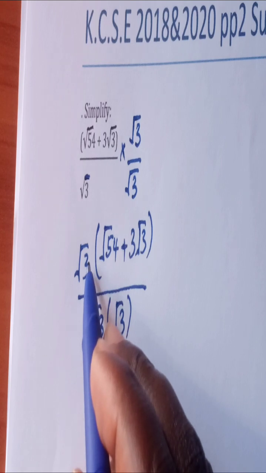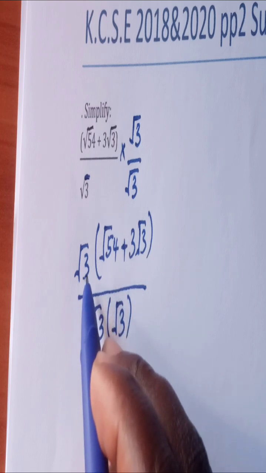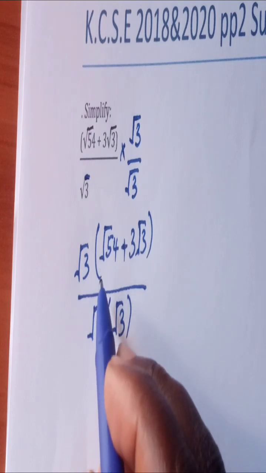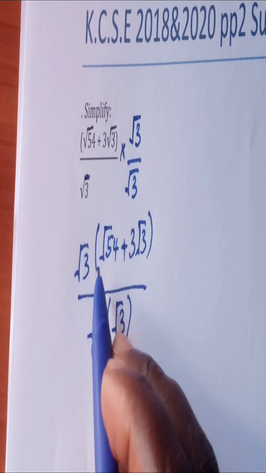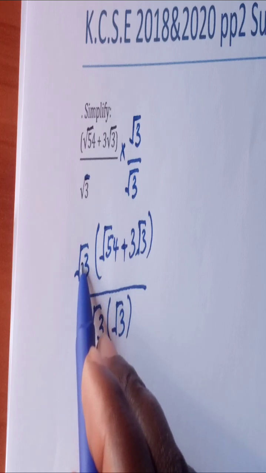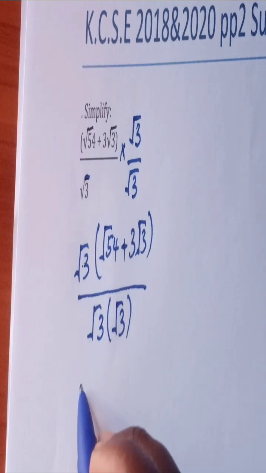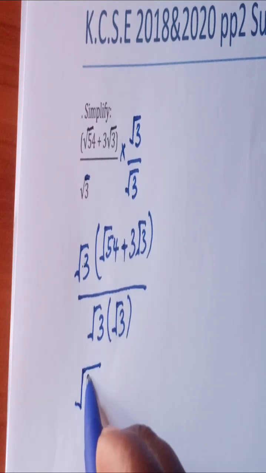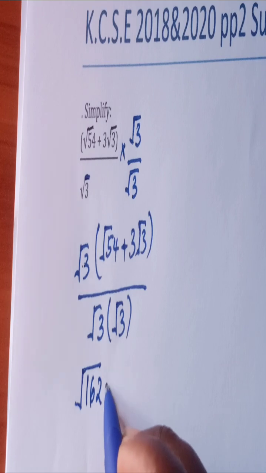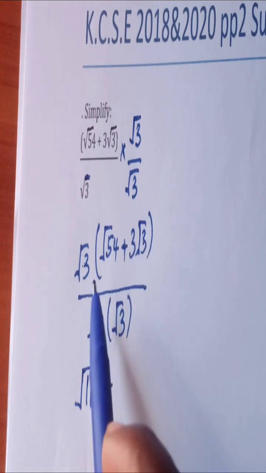Remember, we can only multiply a surd and another surd. That's allowed. But we cannot multiply a surd and a rational number. Under this part, we multiply root 3 times root 54, and we get root 162.